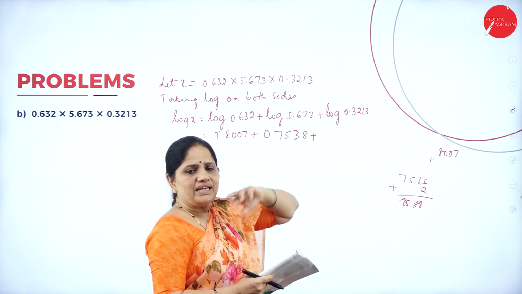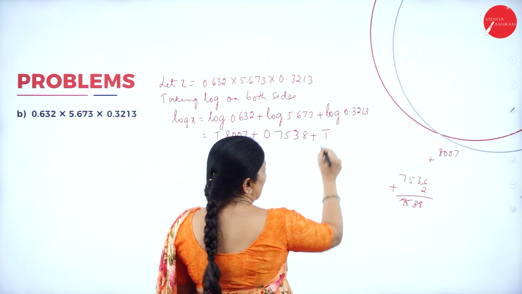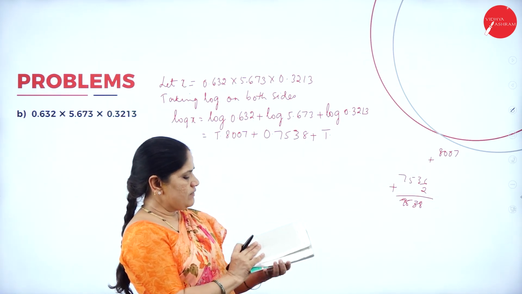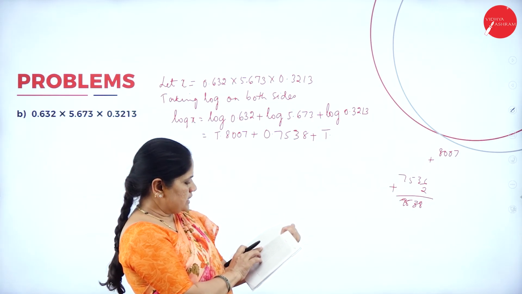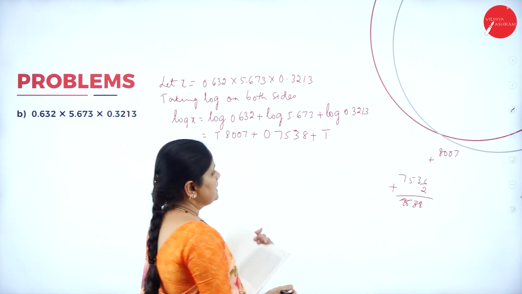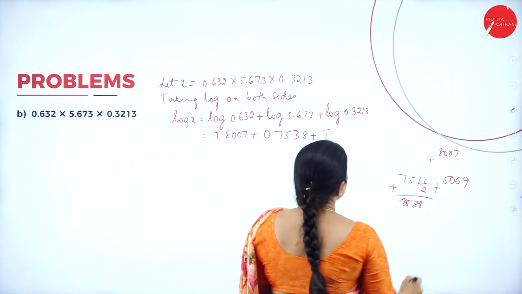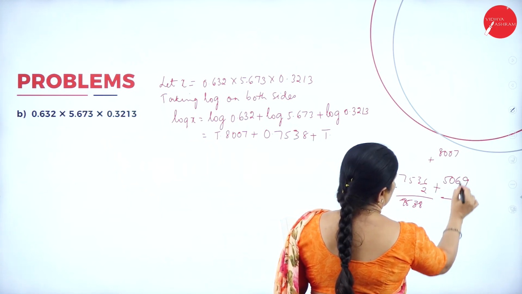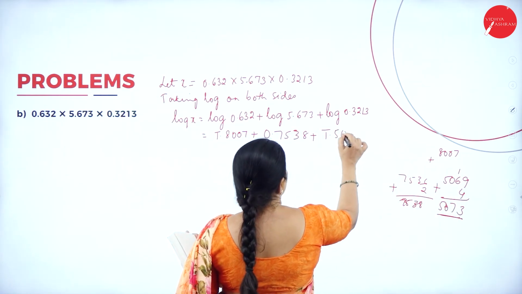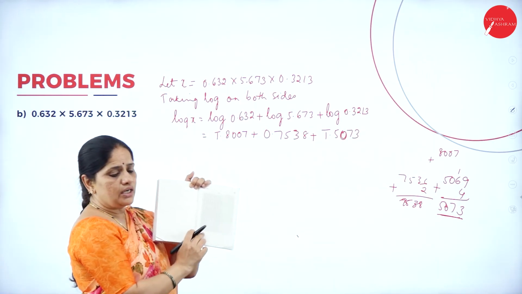there is log of 0.3213. So 0 minus 1 is minus 1. So whenever there is minus 1, I put it as 1 bar 0.3213. So 32. Now what is the value of 32? 32 is 5051, 5069 plus 4, 5073. Now we have the log values with the help of these log tables.